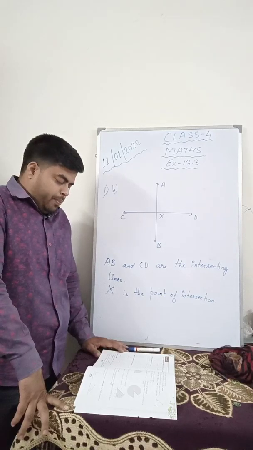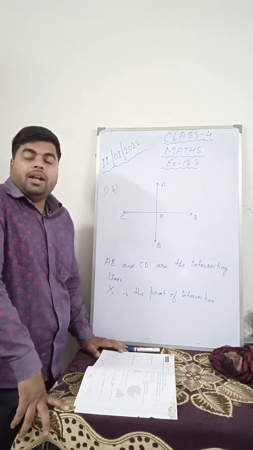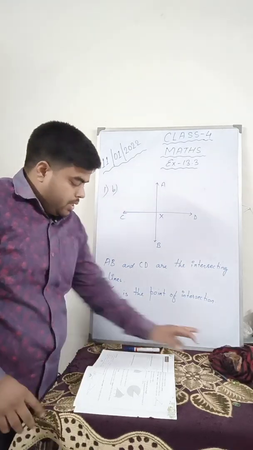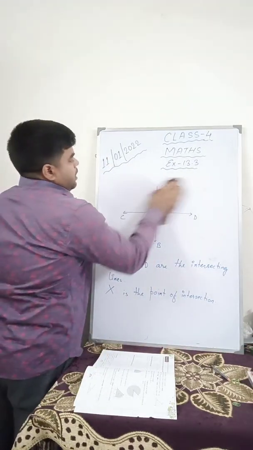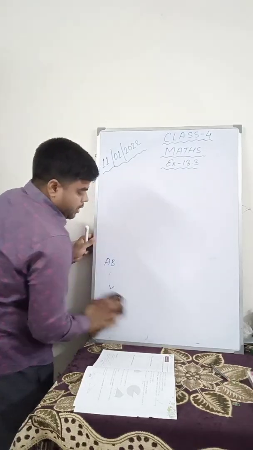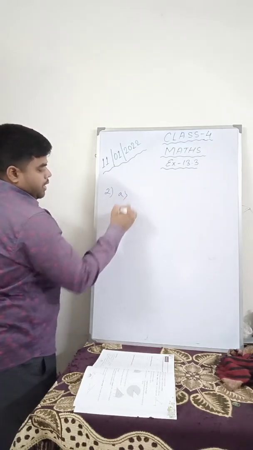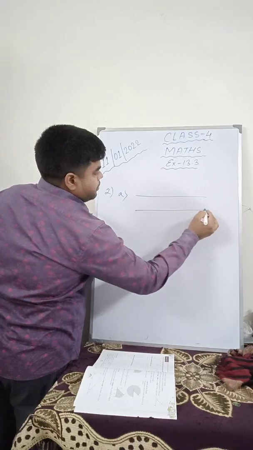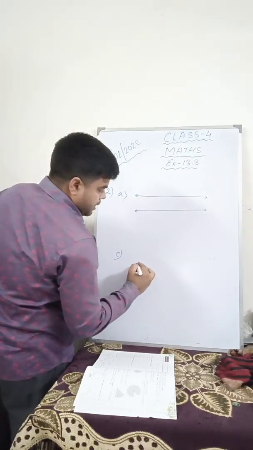Next, question number 2. Which of the following pairs of lines are parallel? I have already told you that parallel lines are those lines which will never meet each other. Suppose, let me tell you, A and C. In the figure, they are not intersecting or meeting. But suppose 2A and here 2C.